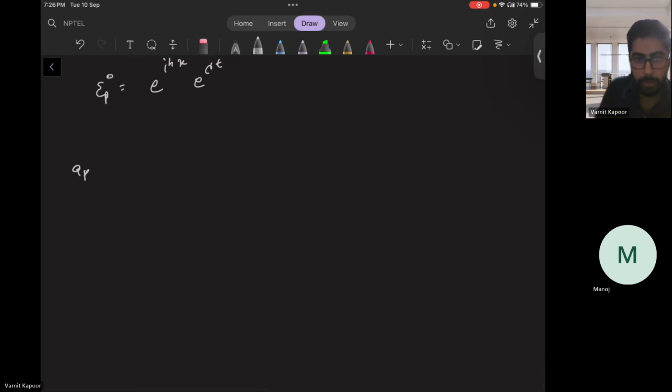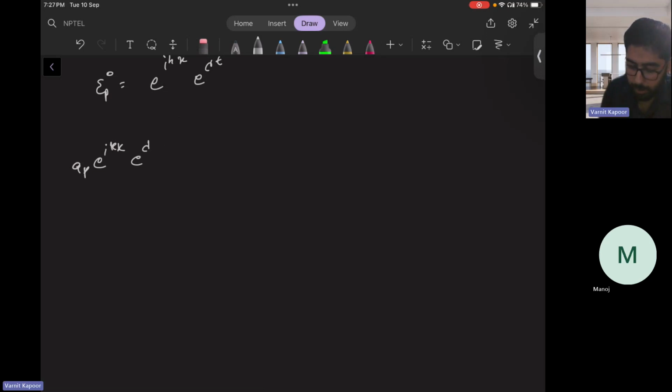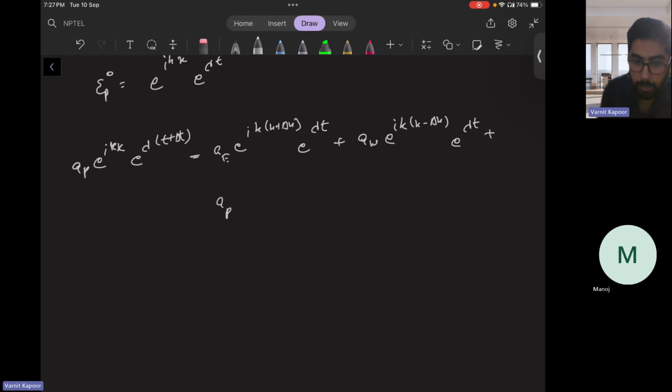If you put all these values in and satisfy it, we are getting e^(ikx) e^(lambda (t plus delta t)) is equal to aE e^(ik(x plus delta x)) e^(lambda t) plus aW e^(ik(x minus delta x)) e^(lambda t) plus (aP naught minus aE minus aW) e^(ikx) e^(lambda t). This is the equation we have got.